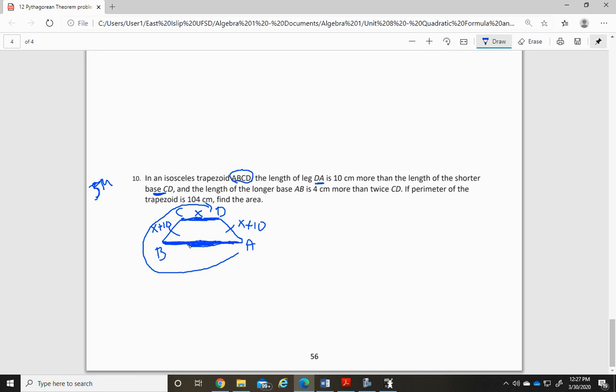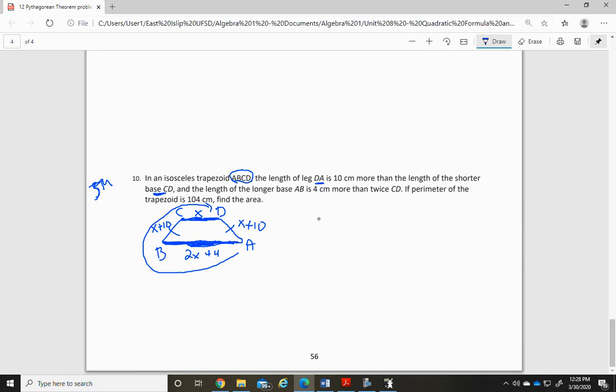And the length of the longer base, AB, is 4 centimeters more than, so I'm adding on 4 to something, more than twice CD. CD was x, so twice CD. If the perimeter is 144, find the area. Okay, so I have all 4 sides labeled.